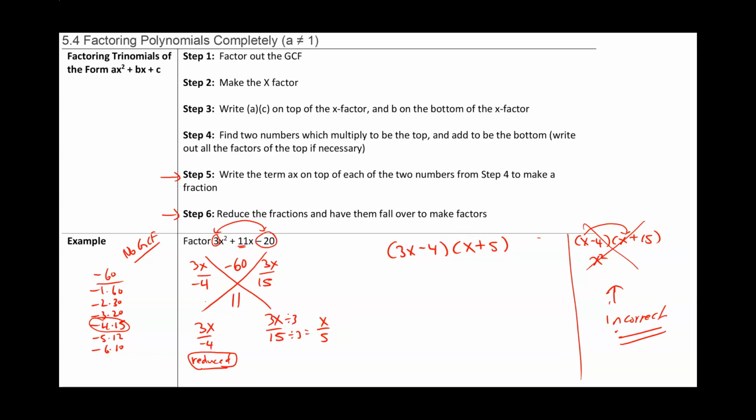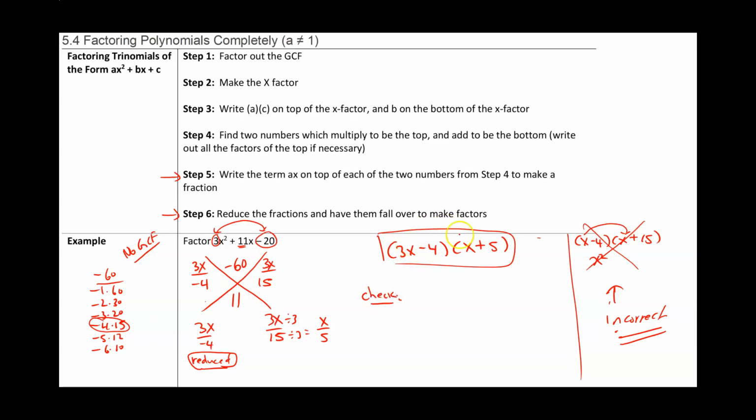So let me take you guys through the steps again. Up to here, I think this is review because we've done this in the other lesson: finding two numbers which multiply to negative 60 and add up to 11. But the new step is we ignore that square. So ignore this part. And we're going to put 3x on top of each. So we have 3x over negative 4, 3x over 15, then reduce both the fractions, and then have them fall over once they're reduced.